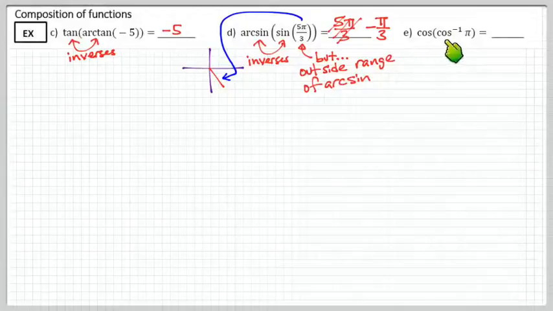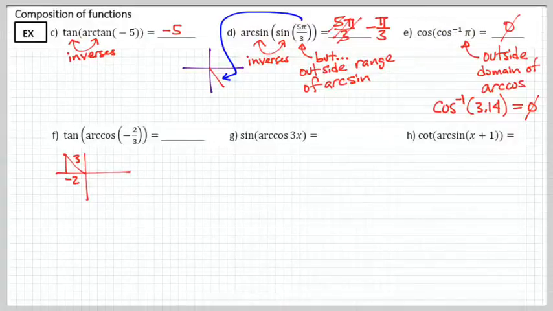Okay, the cosine of the inverse cosine of pi. Again, inverse functions, but this is a little trick problem. There is no inverse cosine of pi because pi is bigger than 1. There is no angle that when we take the cosine of it gives us a value greater than 1. Okay, final few examples.